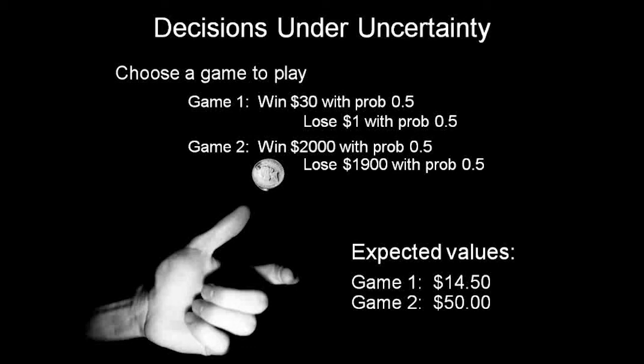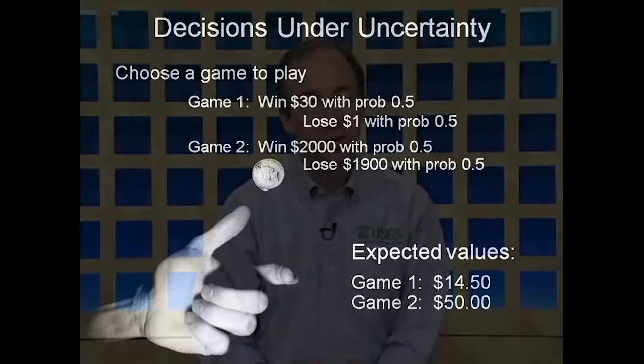One way to think about that is if you played it a whole lot of times, on average you would win $14.50 per time that you played. Game 2, you win $2,000 with a 50% chance and lose $1,900. So it's the average of $2,000 and -$1,900. That comes out to be a positive $50 average. So actually game 2's got the higher expected value.